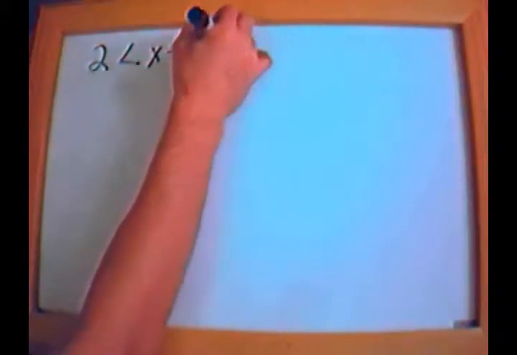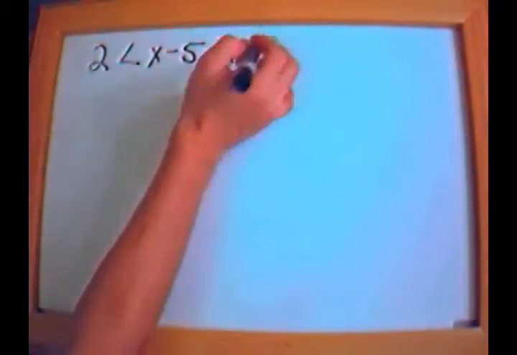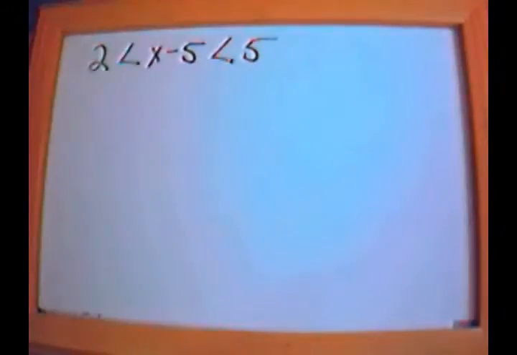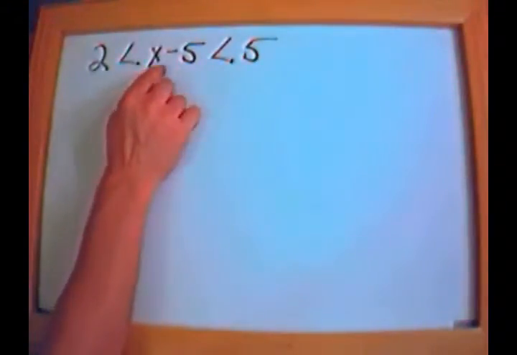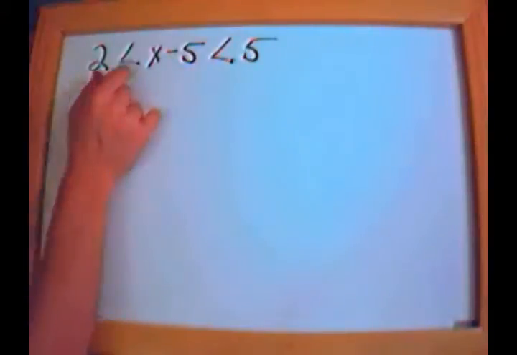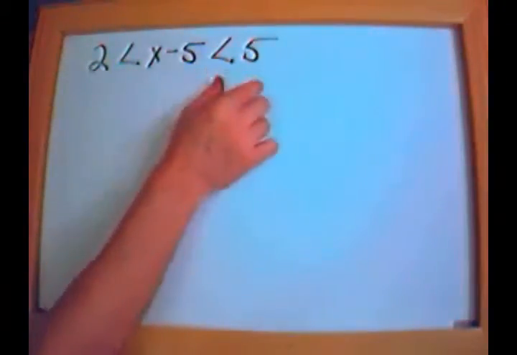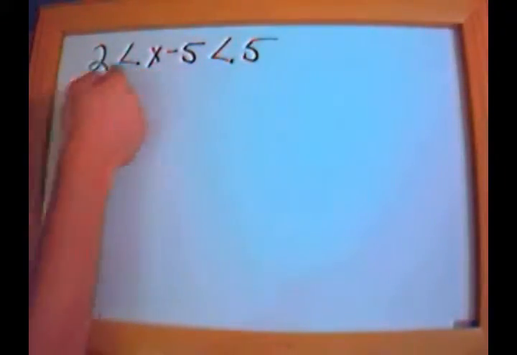Let's move on to something a little more interesting, a little bit different. Let's say you have something that looks like this: 2 less than x minus 5 less than 5. Now this looks a little different. I have 2 less than signs in my little box there. Okay, what does that mean? That means that whatever x is, when I subtract 5 from it, the answer here is going to be between 2 and 5, because the way you read this is from the inside out.